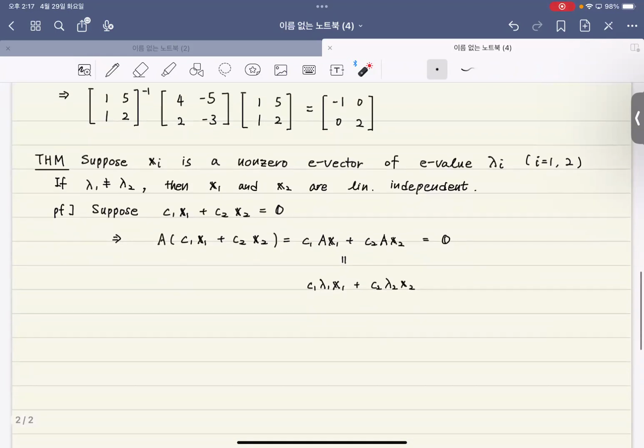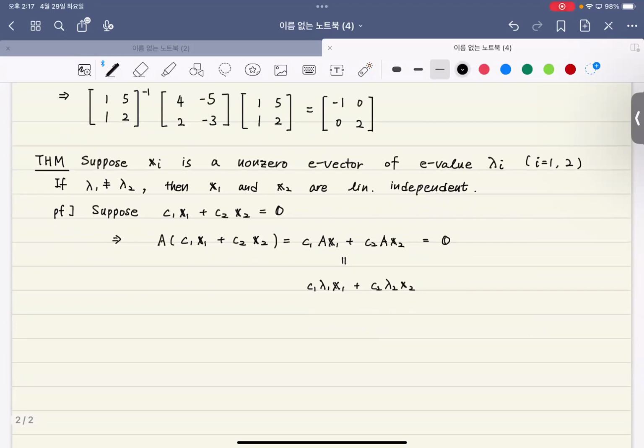So what? I want to multiply both sides of this by lambda 1 and subtract it from this equation. In other words, I want to do this: C1 lambda 1 x1 plus C2 lambda 2 x2 equals 0, minus C1 lambda 1 x1 plus C2, not lambda 2, but lambda 1 x2 equals 0.